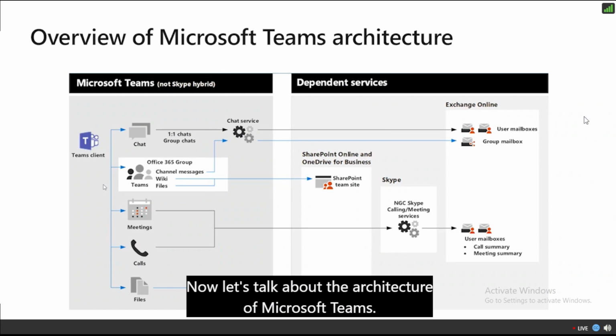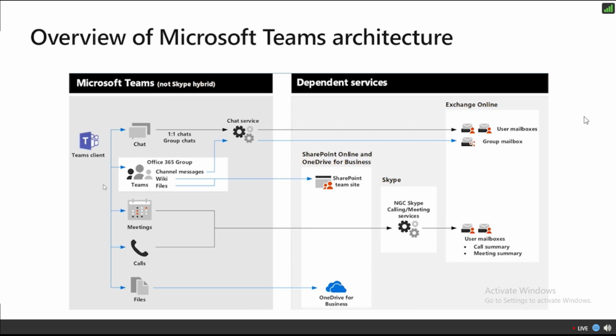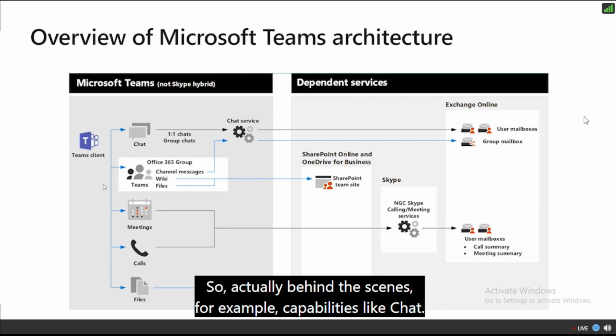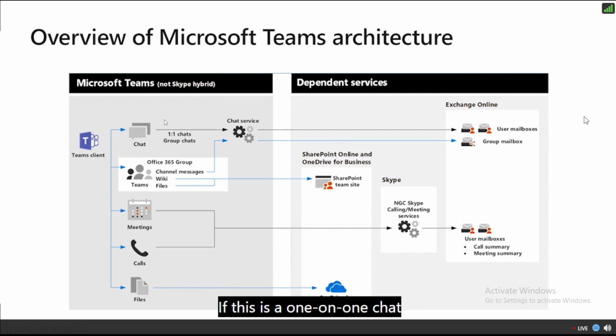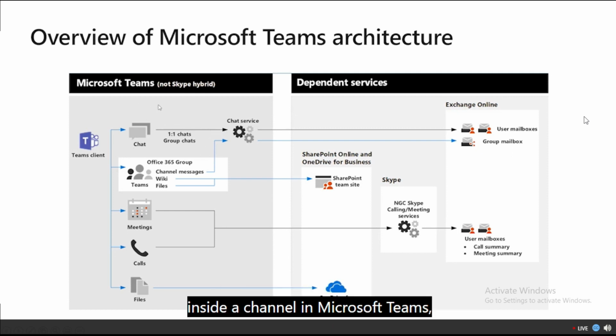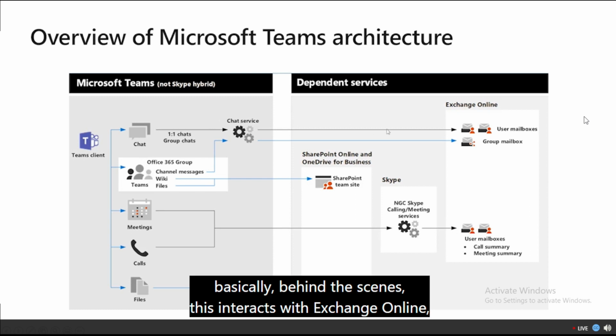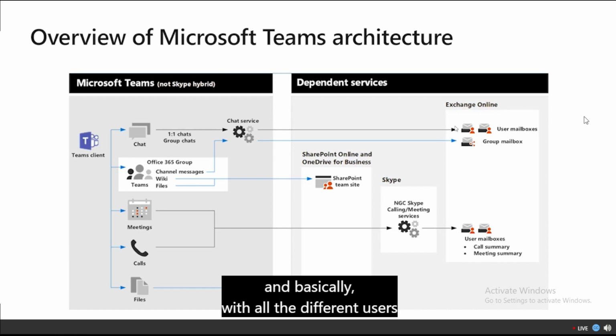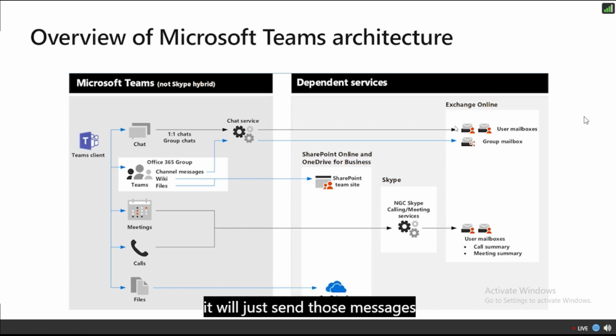So now let's talk about the architecture of Microsoft Teams. What's under the hood? So actually, behind the scenes, for example, capabilities like chat. So if this is a one-on-one chat, or this is a one-to-many chat that is taking place inside a channel in Microsoft Teams, basically behind the scenes, this interacts with Exchange Online, and basically with all the different users that are on that same channel, it will just send those messages behind the scenes using Exchange Online.